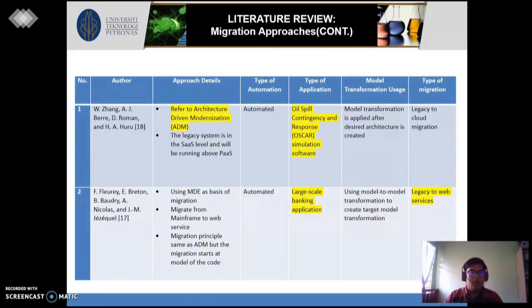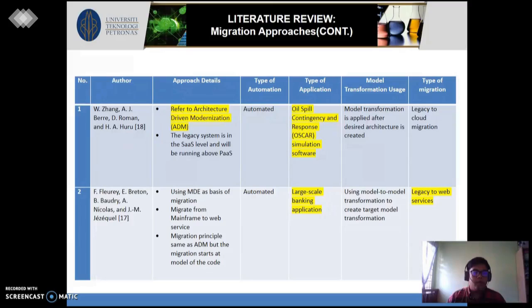First of all, from Zhang, the approach detailed in this paper refers to architecture-driven modernization (ADM), and the legacy system is at the SaaS level, running above PaaS. The type of automation they use in this paper is automated. The type of application is the oil spill contingency and response OSCAR simulation software. For model transformation research, they are using model transformation. And the type of migration is legacy to cloud migration.